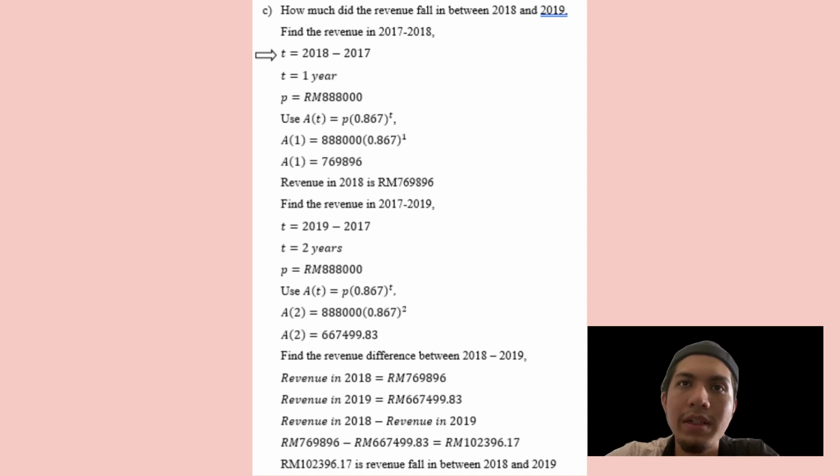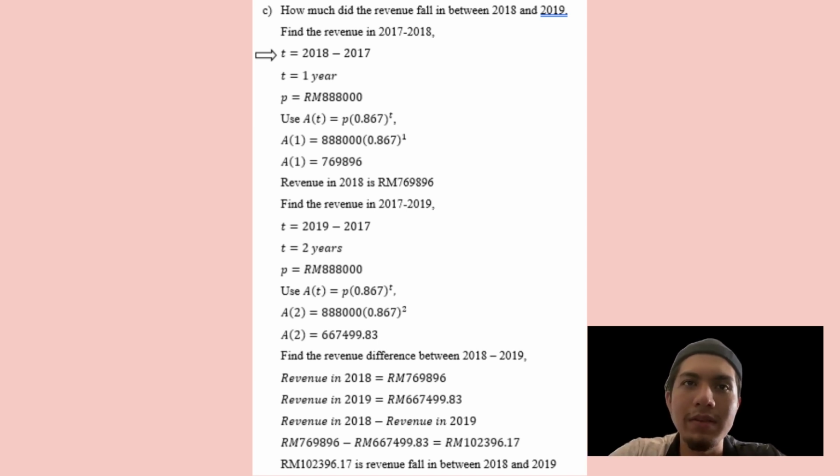After that, we find the revenue in 2019, and t is 2 years, which is 2019 minus 2017. P is 888,000 ringgit. Use the same formula, A(t) = P(0.867)^t, and the formula should be A(2) = 888,000(0.867)^2, and the revenue in 2019 is 667,499.83 ringgit.